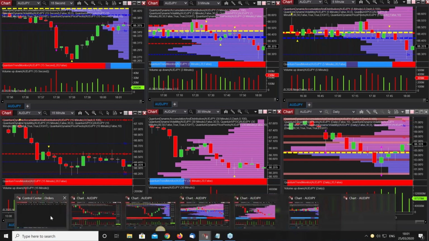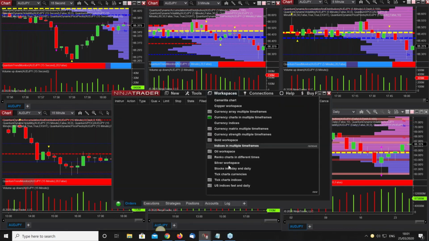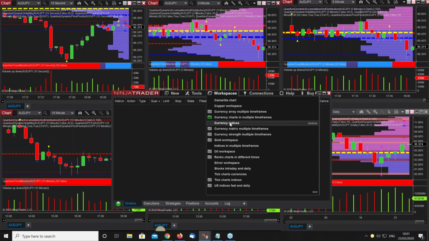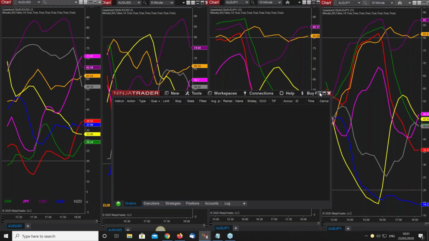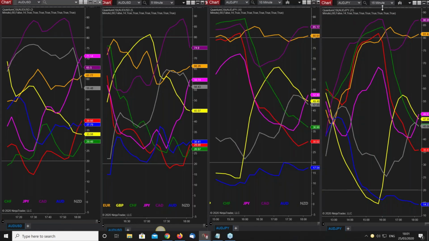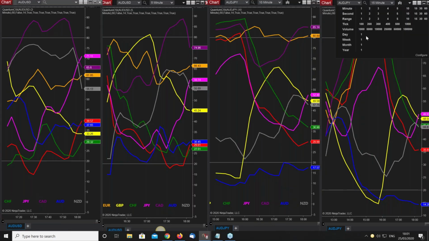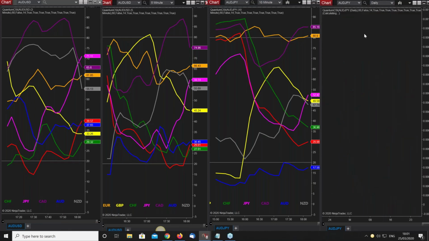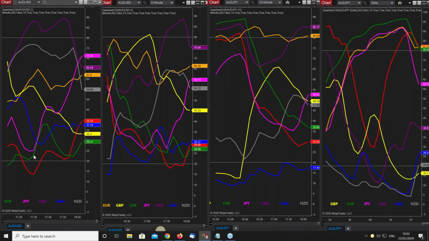In terms of the CSIs, that's also reflected there as well. The currency strength indicator, where are we? Currency strength in multiple time frames. That one, there we go. Over on the right here, actually I've got the 15, sorry, I thought that was the daily. Let's change that over to the daily. There we go. And what time frame is that one on? That's on 3 minute, okay.